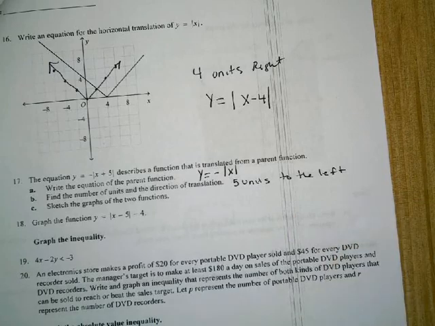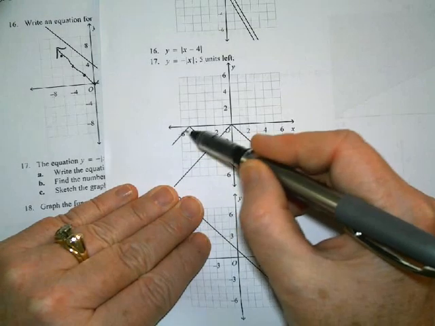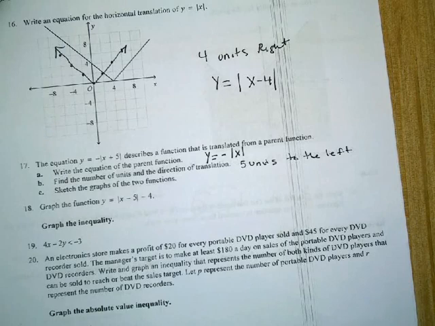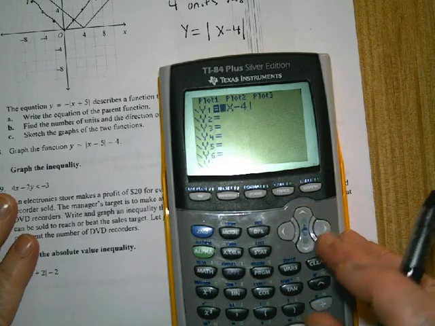And this would be the original, and this would be the second function. Okay, 18, graph this function. When you put that in your calculator, describe what's going to happen.